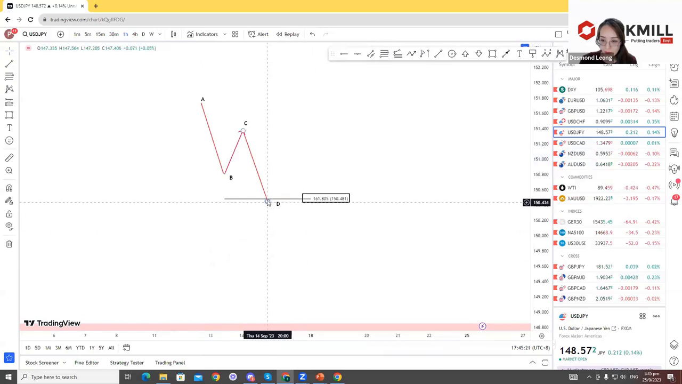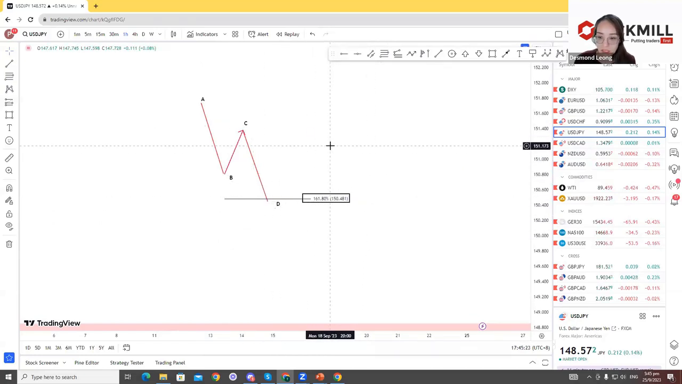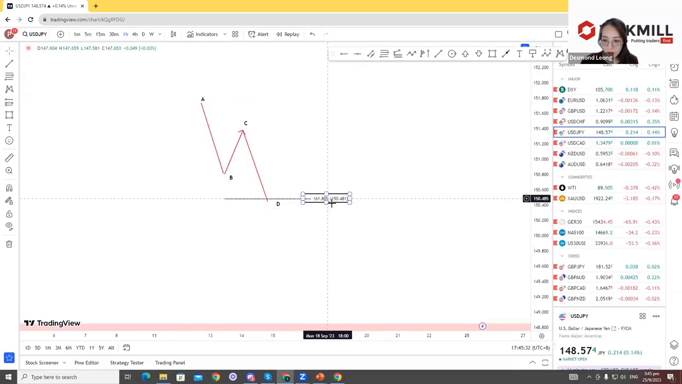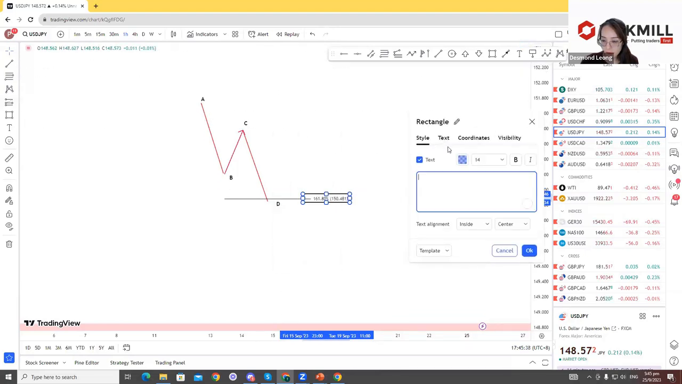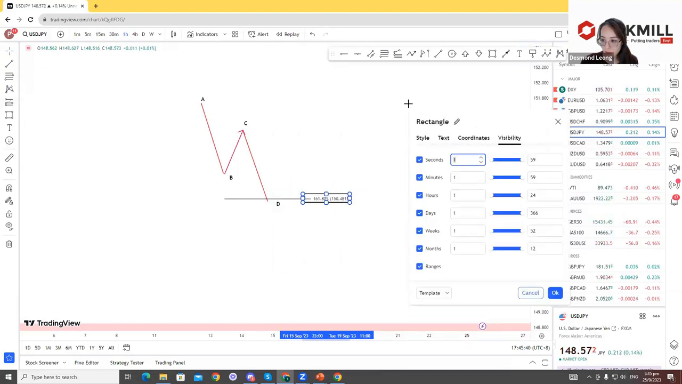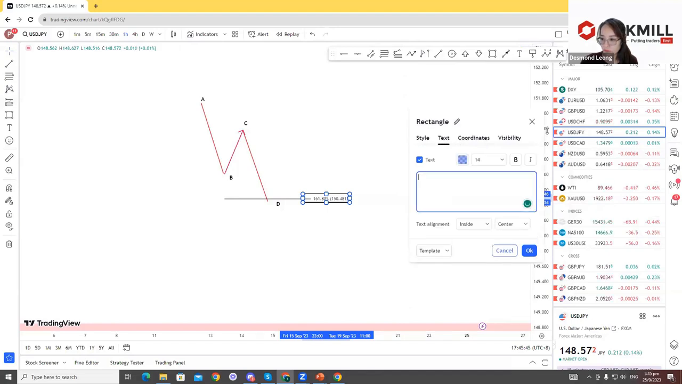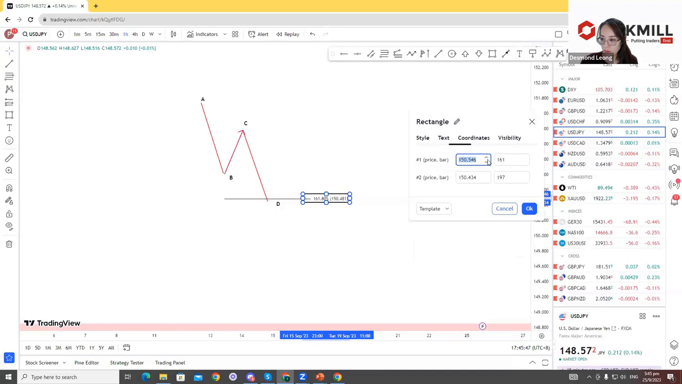So this is why they say AB equal to CD. Either you can use the distance from A to B to get the D point, or you use the BC extension, which is you draw the fibo and use the extension from there.